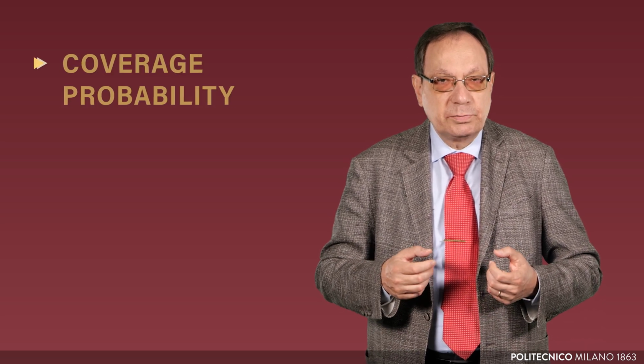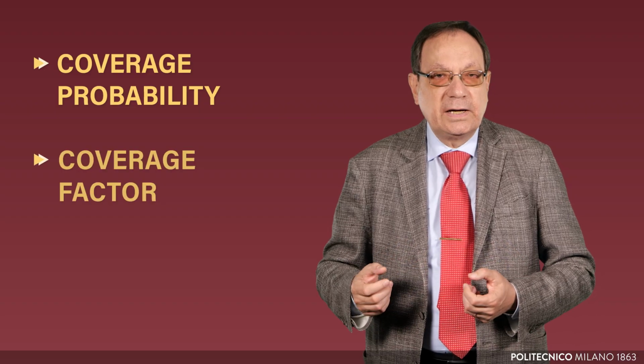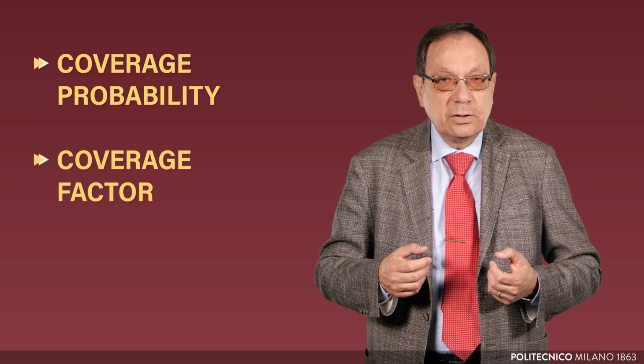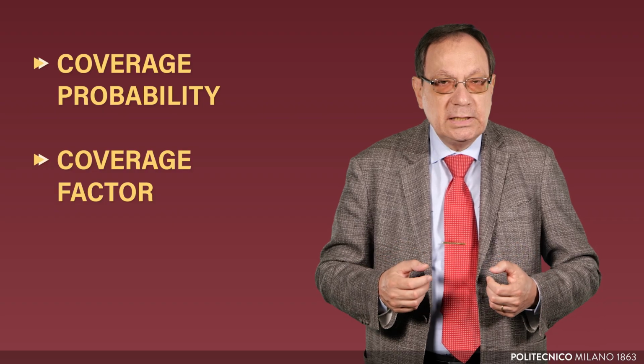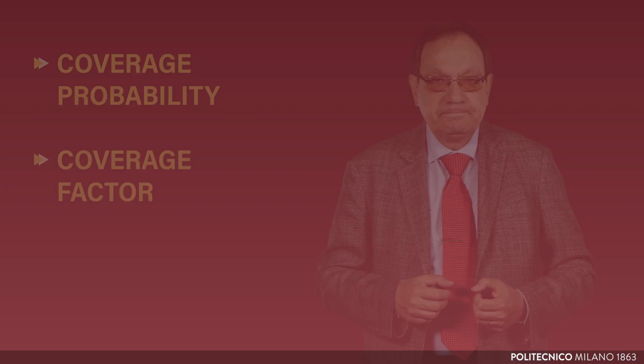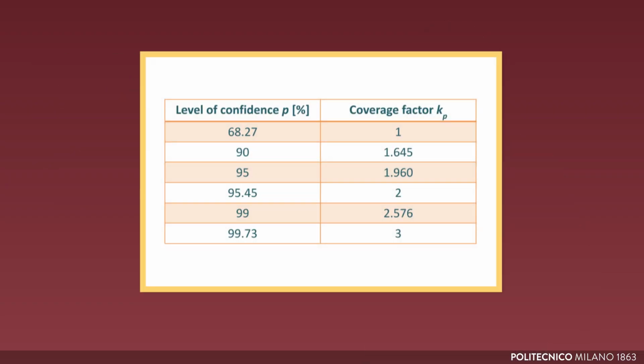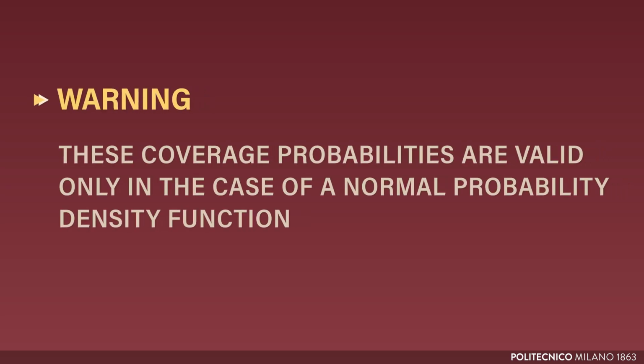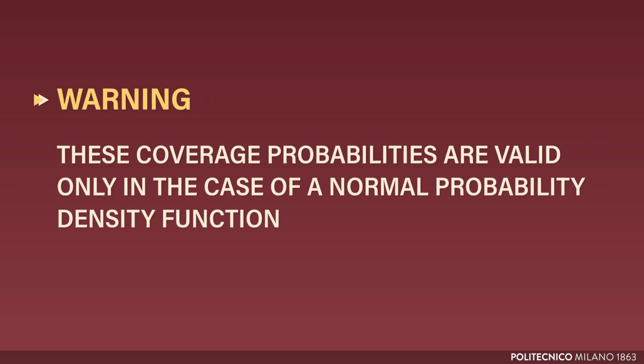For a given probability density function, it is possible to associate a well-defined coverage probability with each coverage factor. This probability corresponds to the portion of the interval built about the measured value using the expanded uncertainty. In this table, the coverage probabilities associated with certain coverage factors are shown for the case of a normal probability density function. Note that these coverage probabilities are valid only in the case of a normal probability density function.